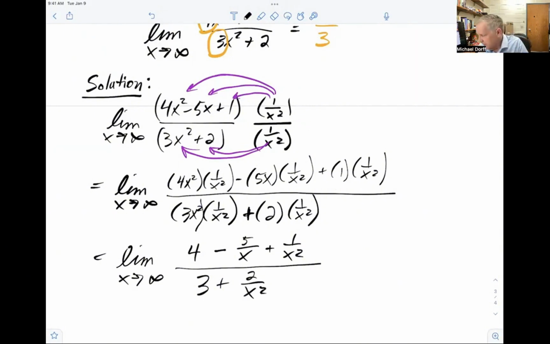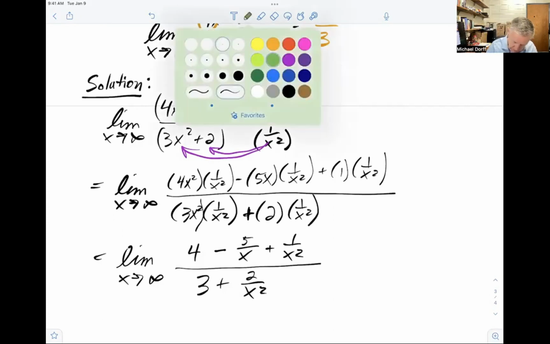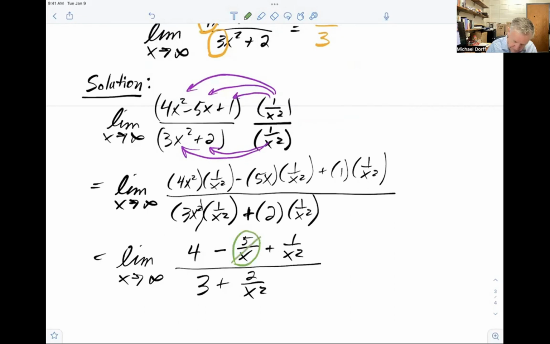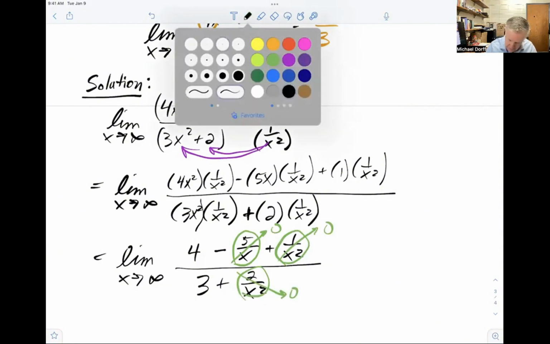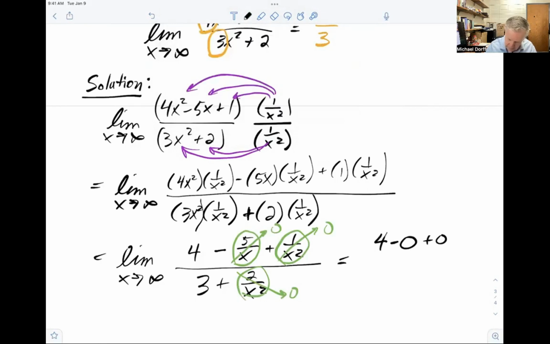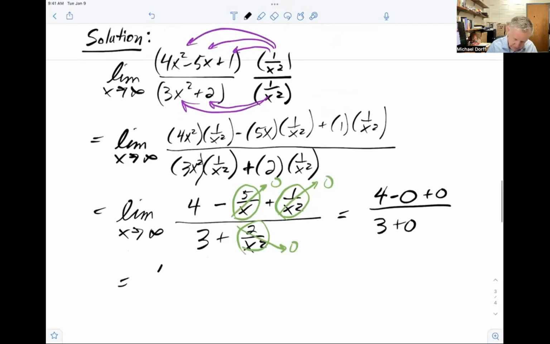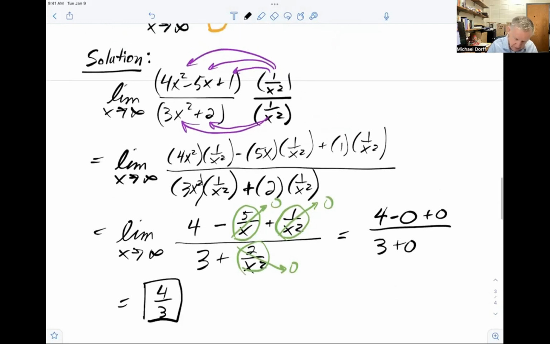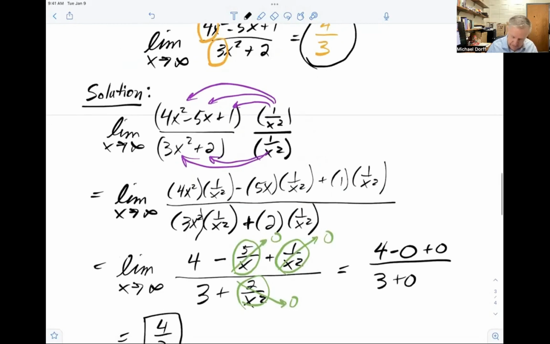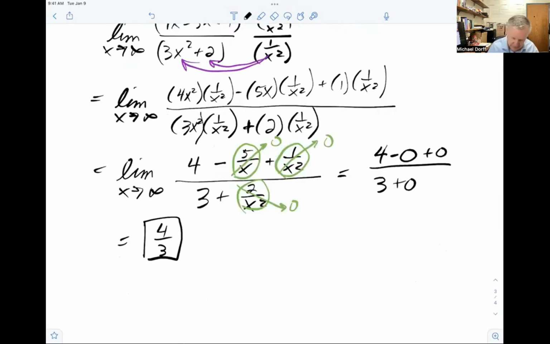And now again, we can use the result that we had, result number 1 here. By result number 1, this part is going to go to 0, this is going to go to 0, and this is going to go to 0 in the denominator. And so I'm going to end up with 4 minus 0 plus 0 in the numerator, and 3 plus 0 in the denominator, which is going to give me 4/3, which matches what we had up here in this orange part. Same result. That shows us how we have to do it.